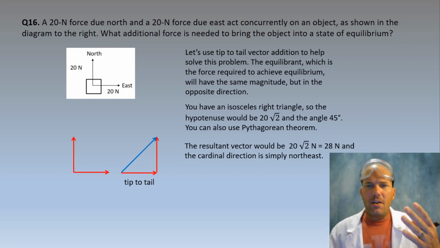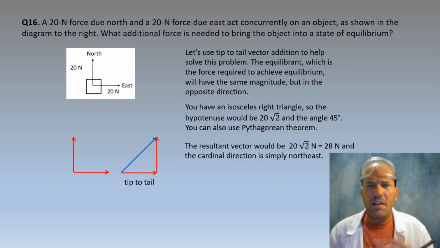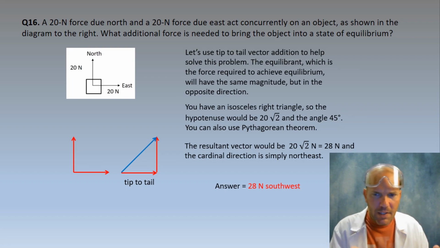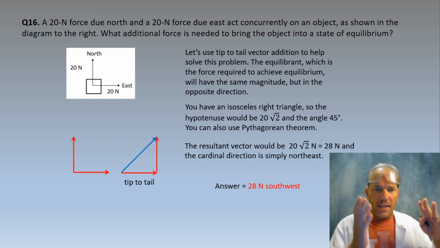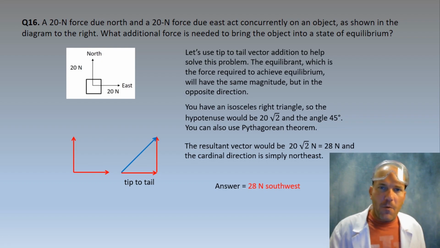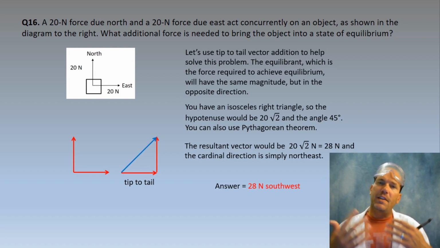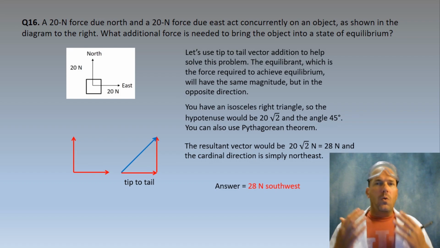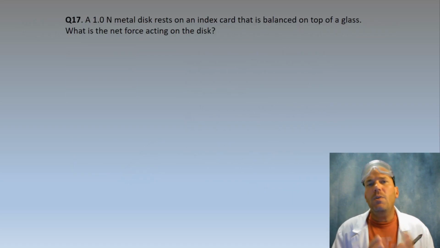So what does that mean about the force that we'll need to bring this to a state of equilibrium? Equal in magnitude, 28 newtons, opposite direction, southwest, which is a 45-degree angle southwest. That force will bring this object into a state of equilibrium, which is either a constant velocity or no motion, velocity 0. Okay.